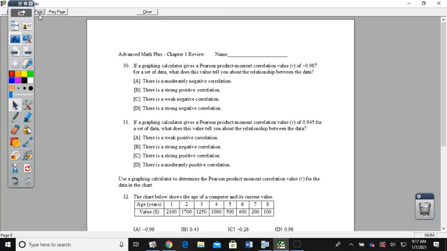So if it's -0.987, is that close to -1? Yeah. How close? Really close? So what do you think? Is it a moderately negative, strong positive, weak negative, strong negative? Strong negative. D. Okay? What if it's positive 0.945? Strong. Say strong positive. Okay?